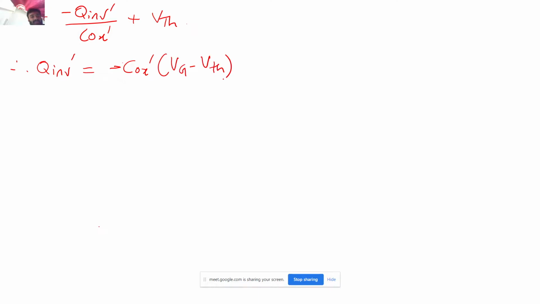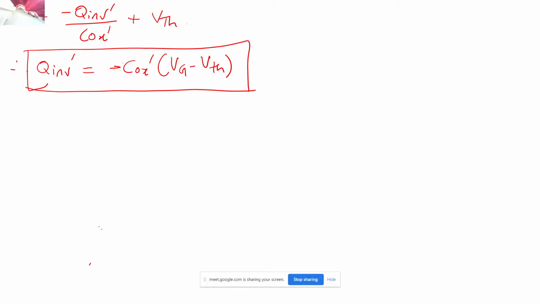So we have found out the equation for the inversion carrier density, right? Let me denote this as equation number 5, correct? And please remember this equation, because this equation will act as a base for deriving the current equations in the MOSFET. I'm sure sir will also derive it, but please remember this because this is a very important equation, correct?